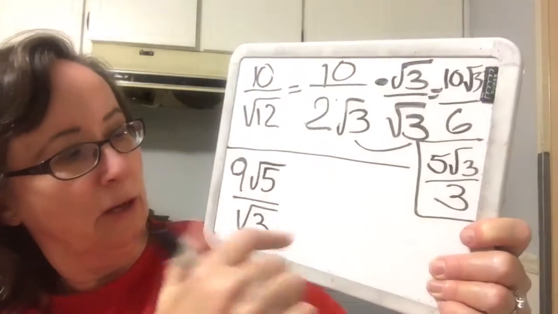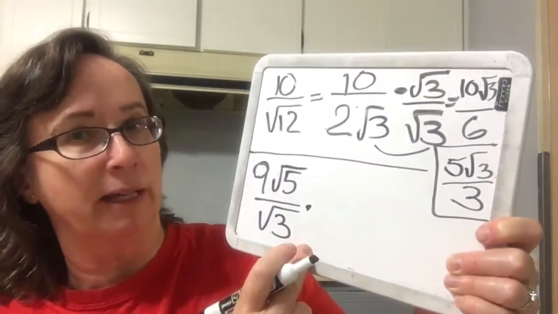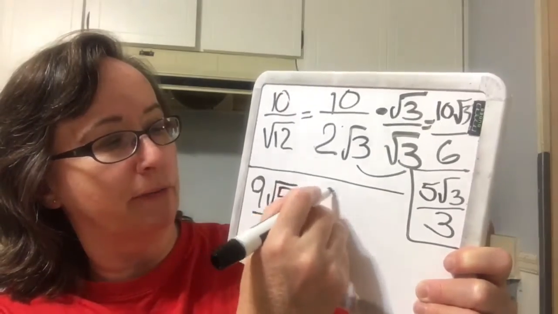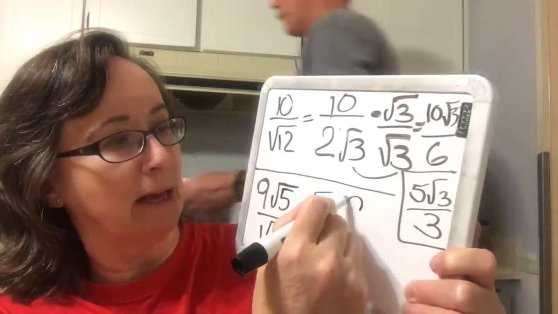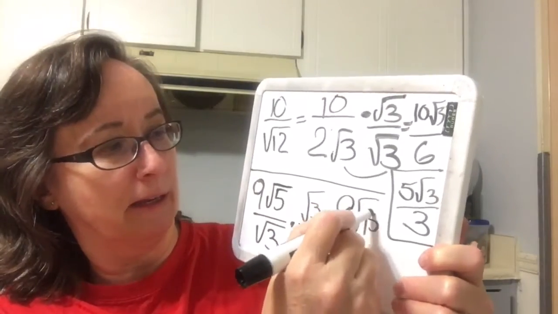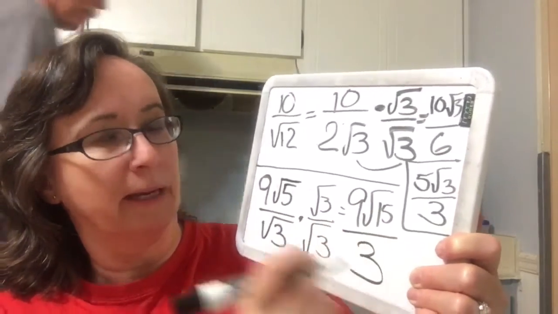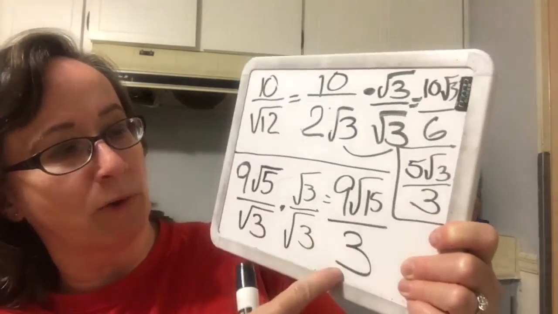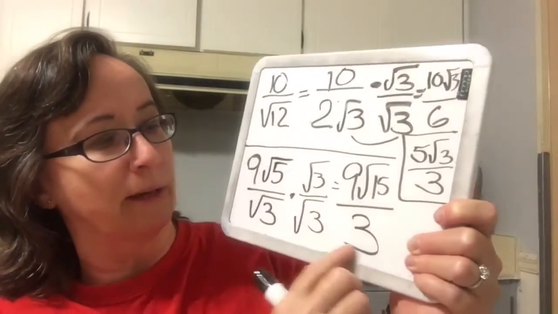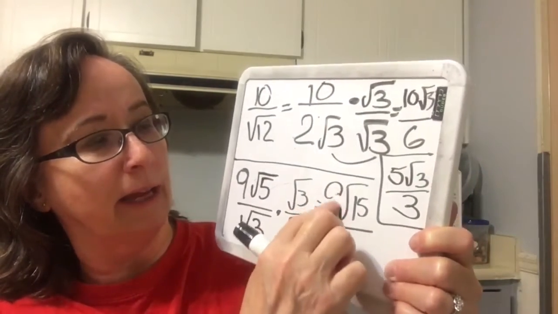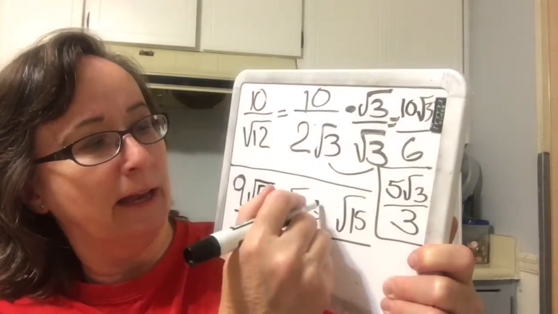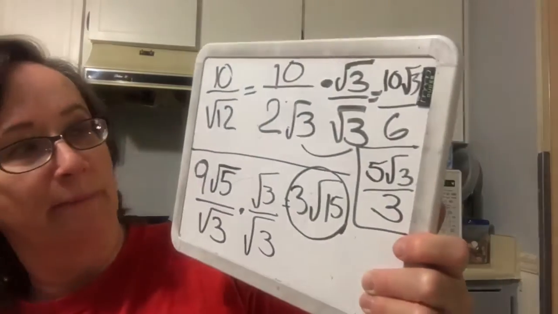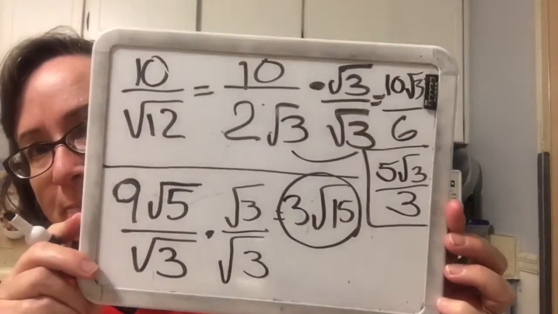And here, in this one, since the square root of 3 is already simplified, we're just going to multiply by 1 in the form of the square root of 3, so that I will get 9 square root of 15 over 3. And that is the end of that one, except for 9 and 3 would cancel. So let's go ahead and do that. Let's cancel the 9 and the 3. And now we have 3 square root of 15, and that is simplified. So there's that board.